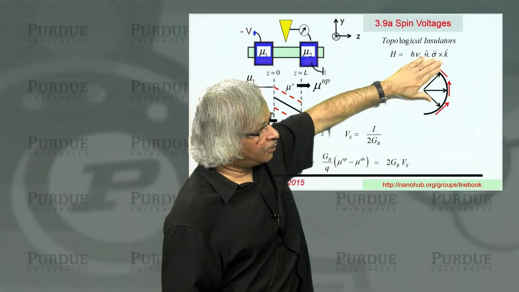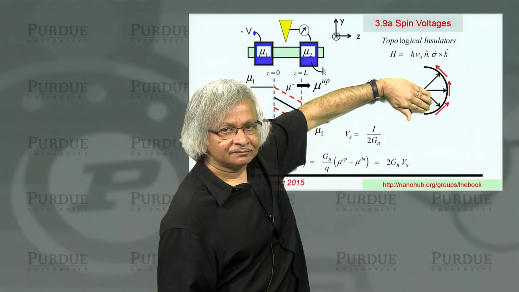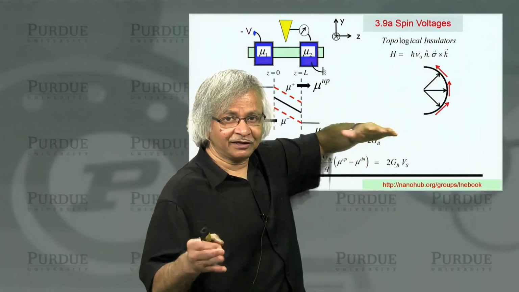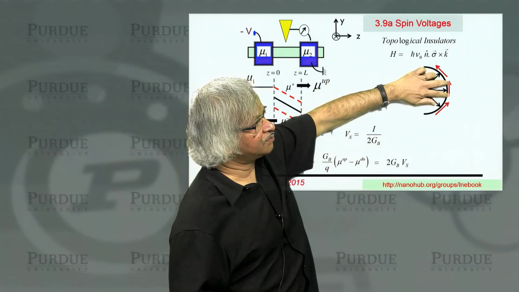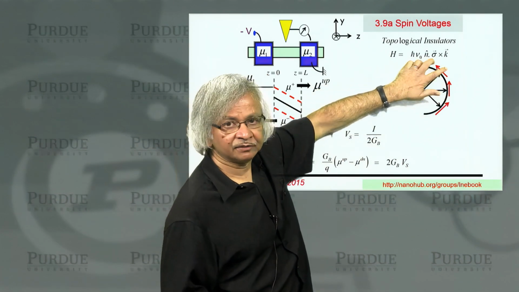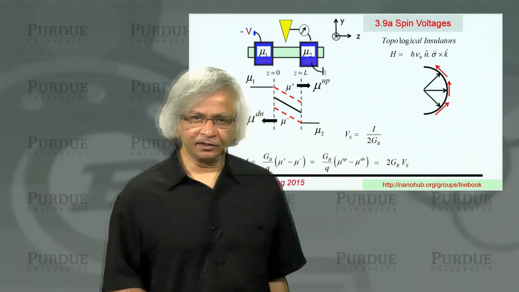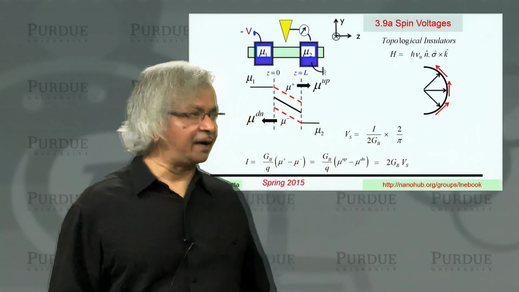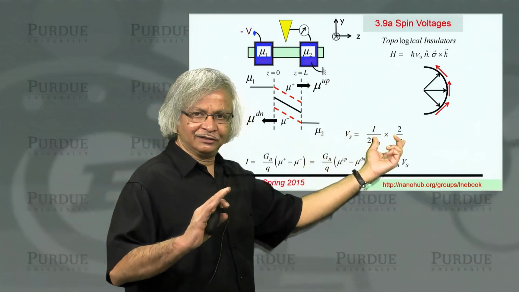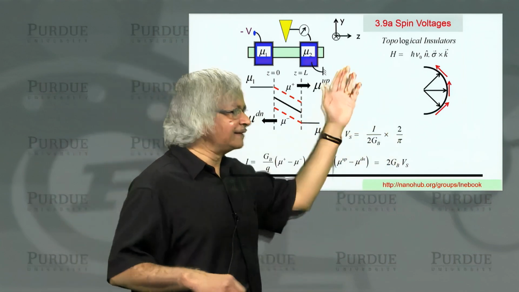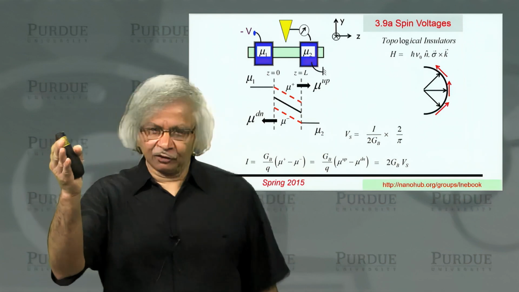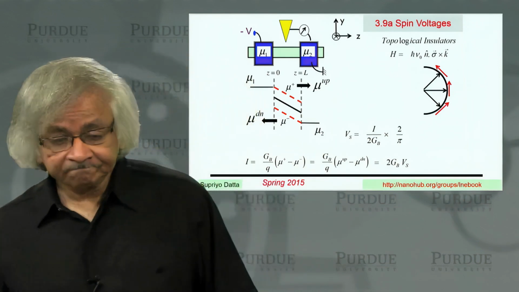So when you add up all the spin potentials, and spin potential is kind of like a vector, some potentials would be in this direction, some would be in that direction. So when you add them all up, you'd get an angular average. And that's this 2 over pi. But that's a detail. Main point is, in this class of material, current flow gives you a spin potential.